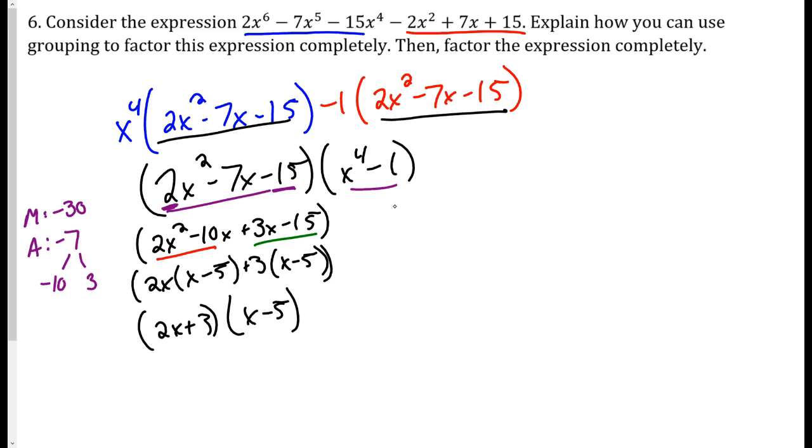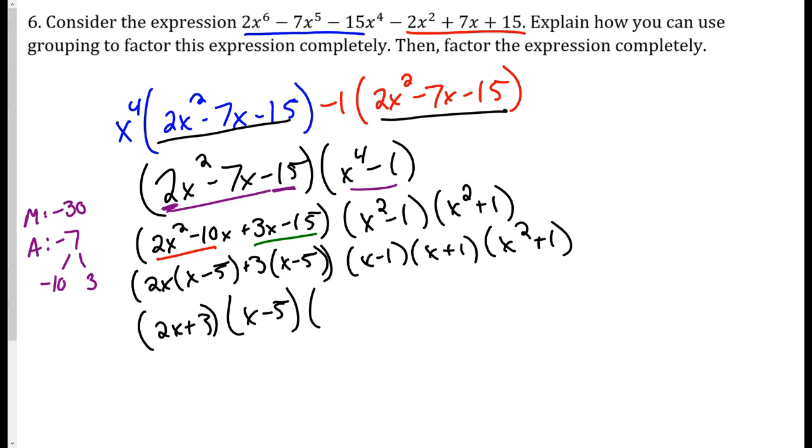Now look at the x to the 4th minus 1. This is the difference of perfect squares. It's x squared minus 1 times x squared plus 1. We need to get quick at recognizing that pattern. X squared plus 1 can't be factored, but x squared minus 1 is again the difference of perfect squares. So it's x plus 1, x minus 1.